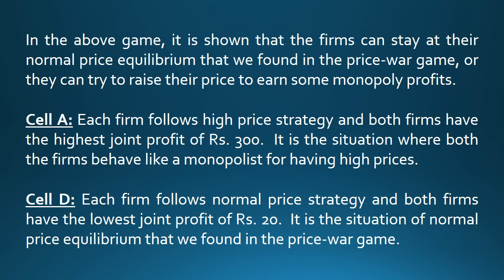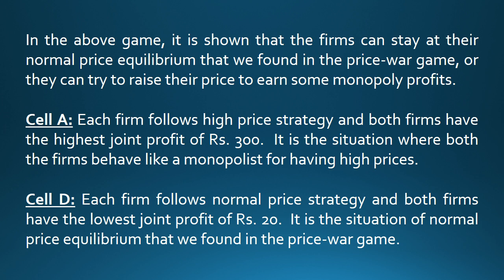In the above game, it is shown that the firms can stay at their normal price equilibrium that we found in the price war game, or they can try to raise their price to earn some monopoly profits. Cell A, each firm follows high price strategy and both firms have the highest joint profit of 300 rupees. It is the situation where both the firms behave like a monopolist for having high prices.